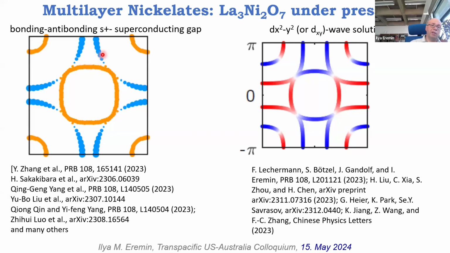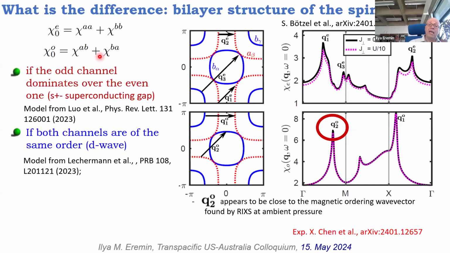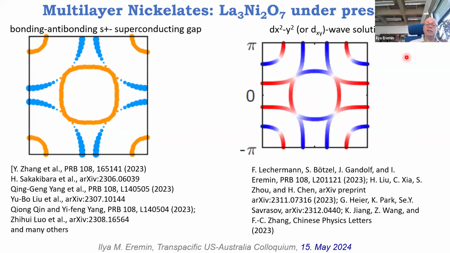And this is what has been immediately found in a number of theory calculations. However, again, it depends on how many hopping parameters you include in the plane or between the planes. If you include a larger number of hoppings in the planes, then your susceptibilities get of the same order. So it means that this bonding antibonding S plus minus gets frustrated, and then your natural solution becomes a dx squared minus y squared solution.